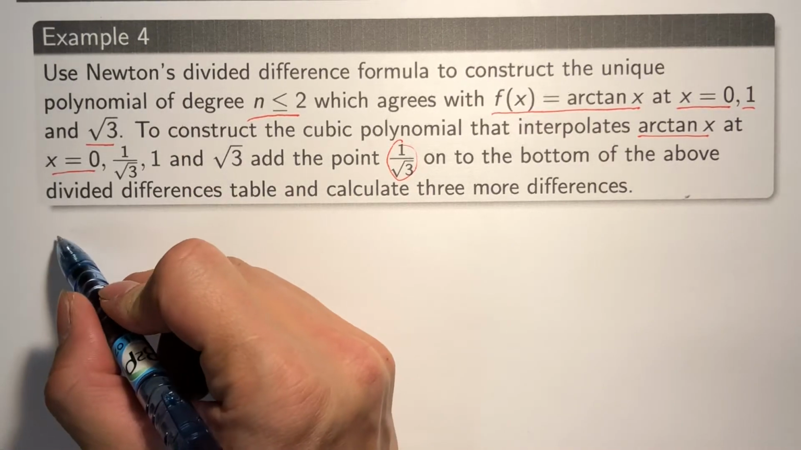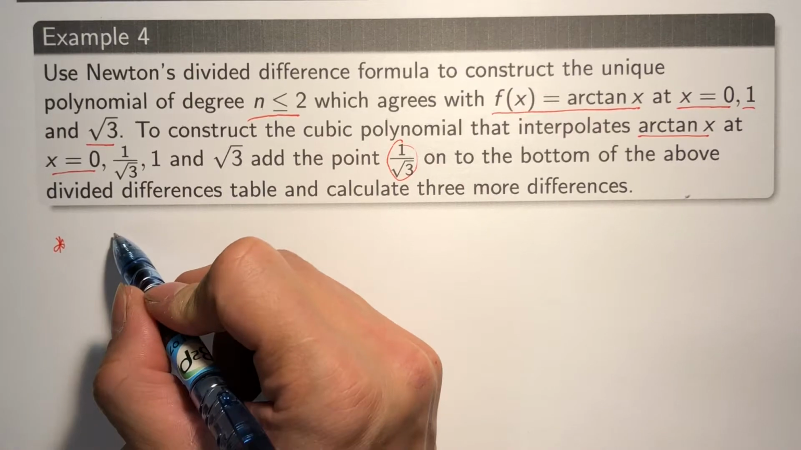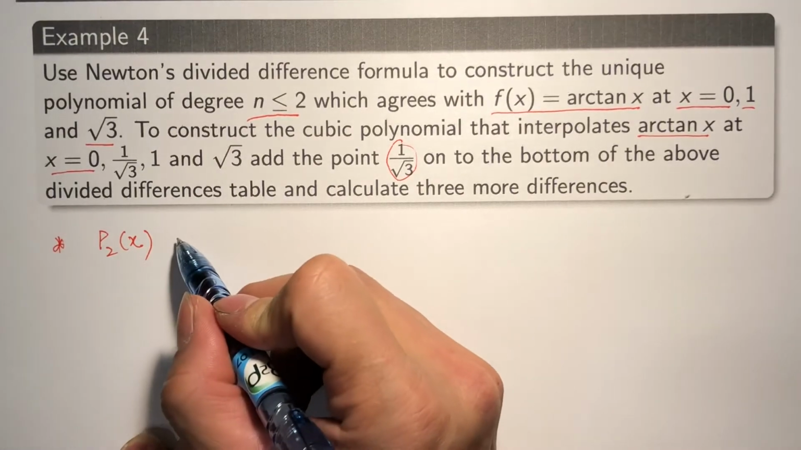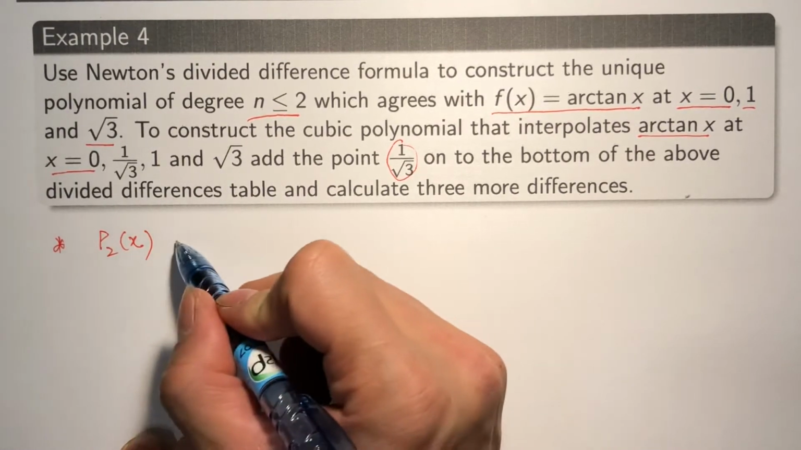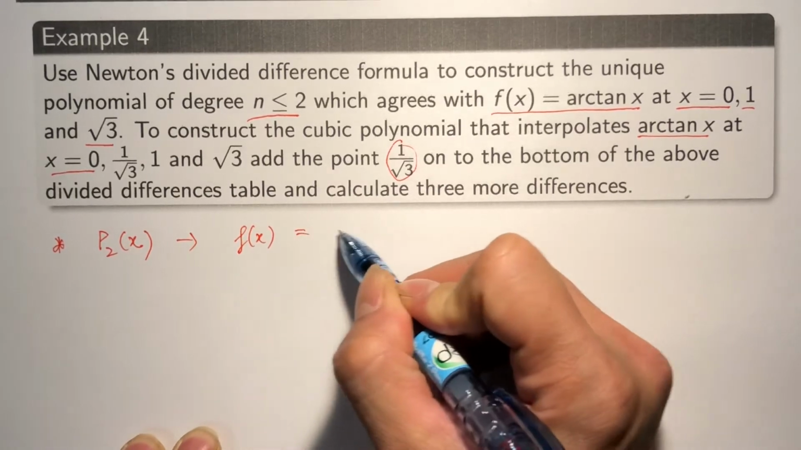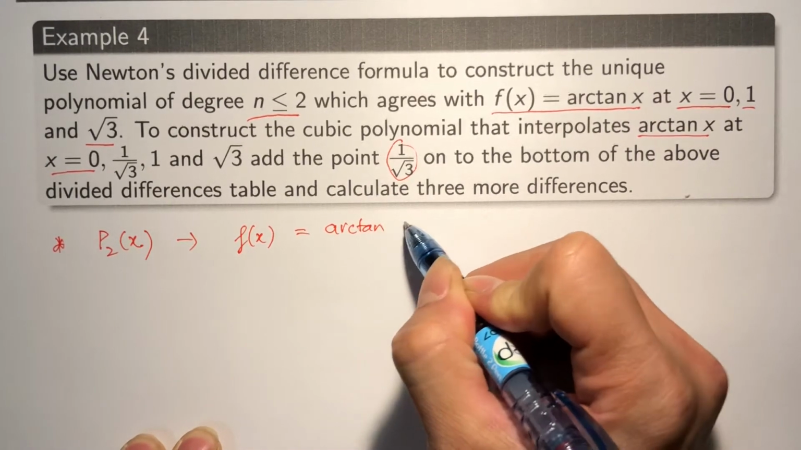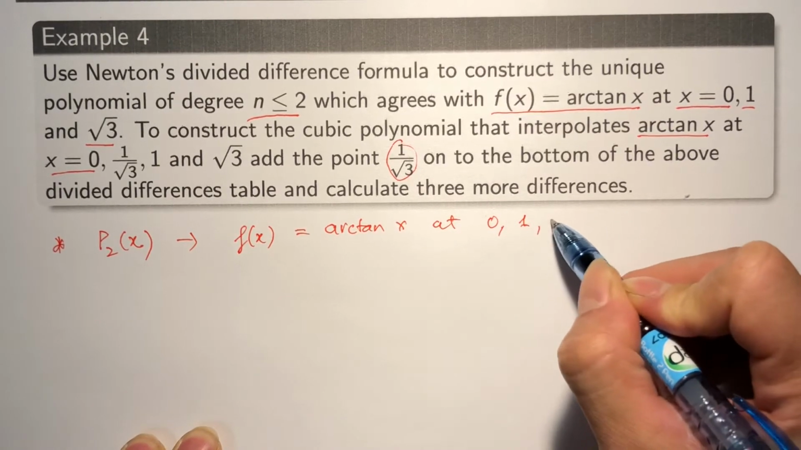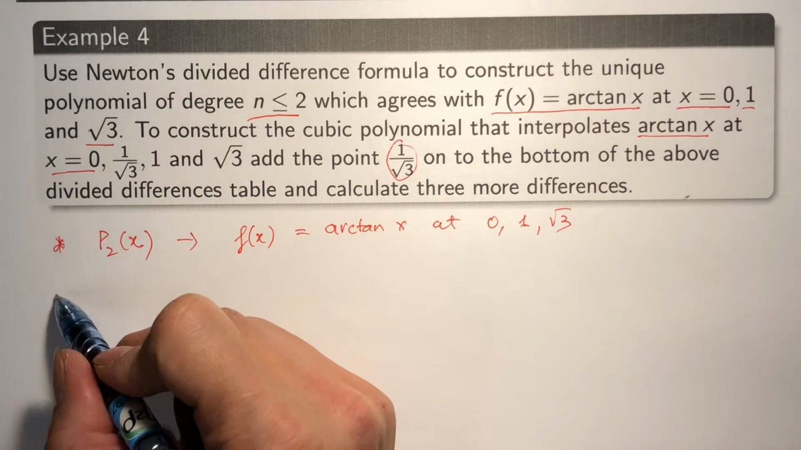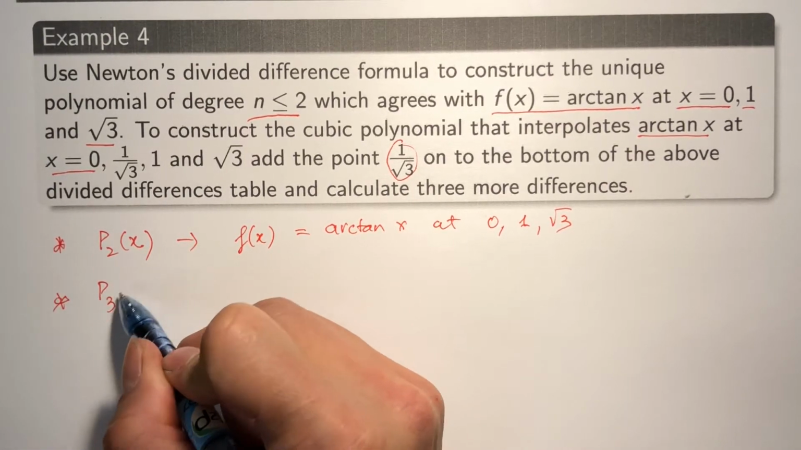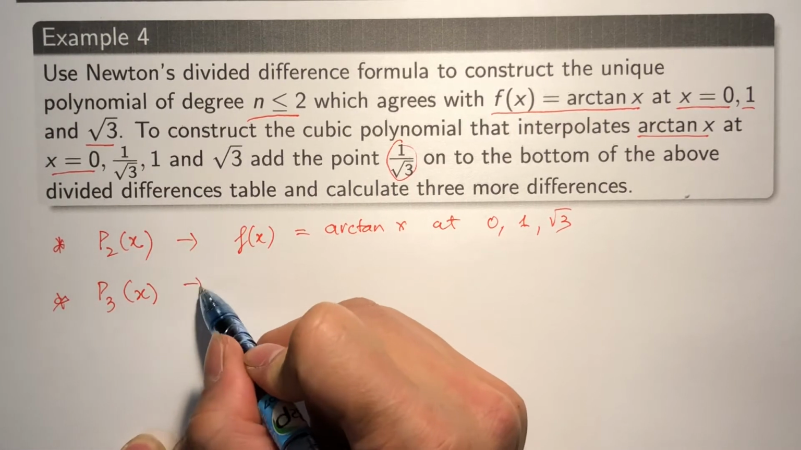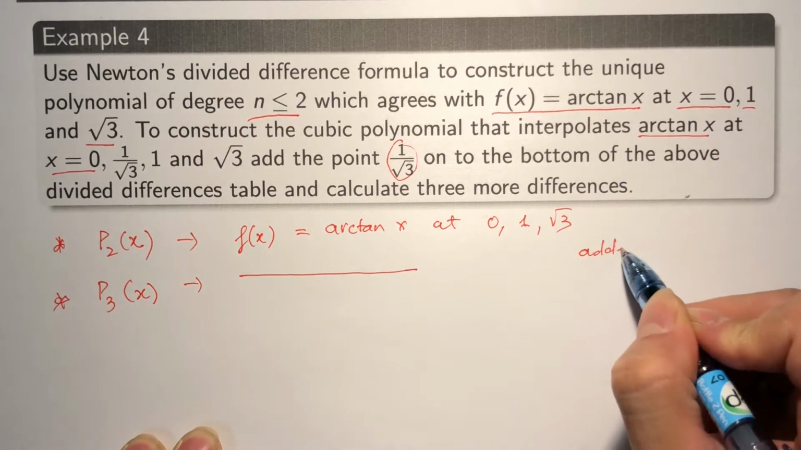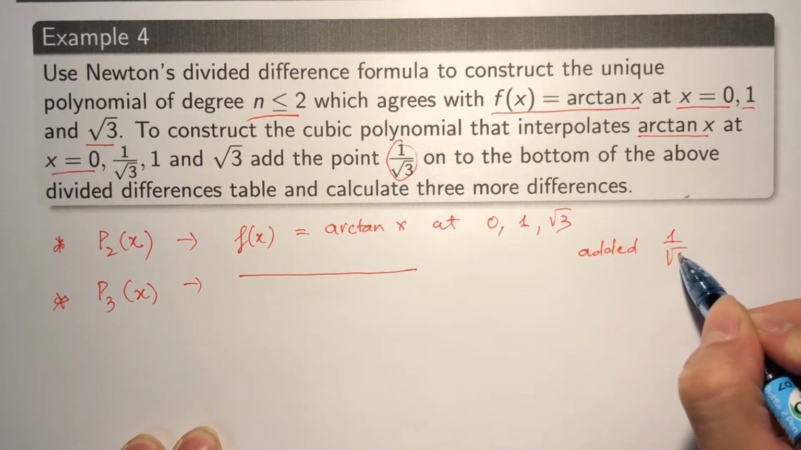The first part is to find the P2(x) that interpolates f(x) equal arctan x at 0, 1 and √3. The second part is P3(x) with the same function and an added point 1/√3.